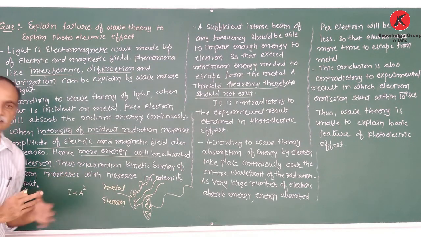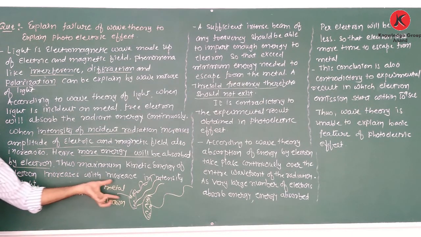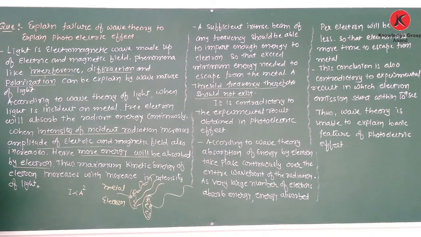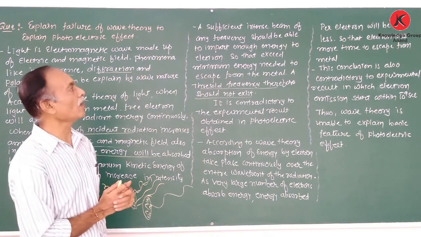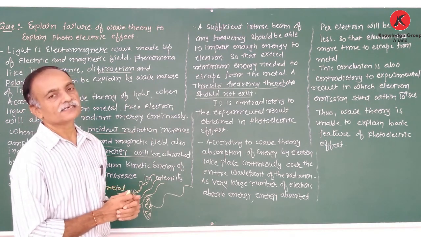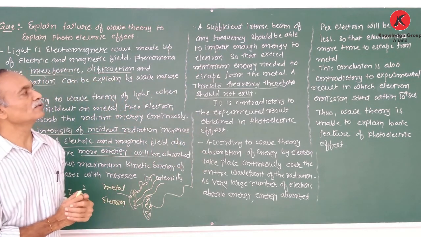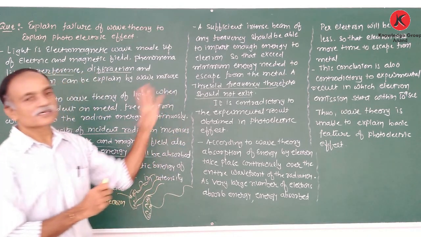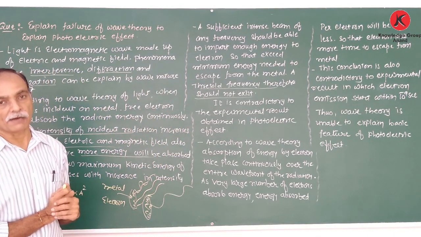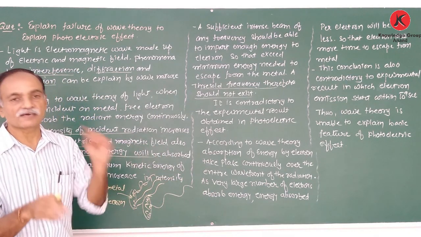So here the wave theory suggests that as the intensity of the incident light increases, the kinetic energy of the electron on the surface also increases due to the absorption of energy. Sufficient intensity of any frequency should be able to impart enough energy to the electron. Thus, the wave theory suggests that sufficiently intense light is able to give more energy to the electron. Therefore, frequency is not important.